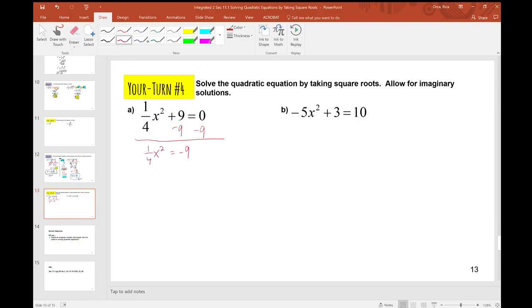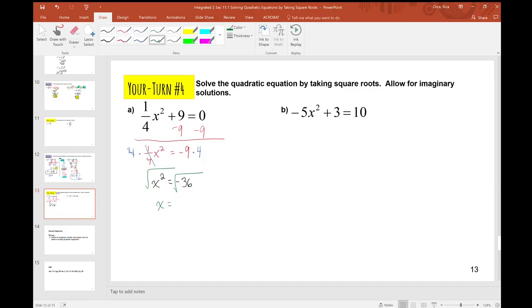Now we need to get rid of the 1/4, so I'll go ahead and multiply both sides by the reciprocal of 1/4. The reciprocal of 1/4 is 4, and I'm multiplying by the reciprocal because 1/4 is a fraction. So the 4 and the 1/4 will cancel each other out, leaving us with x squared equals negative 9 times 4, which is negative 36. Now let's take the square root of both sides.